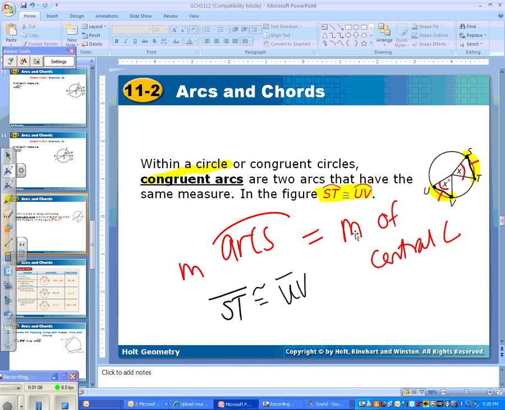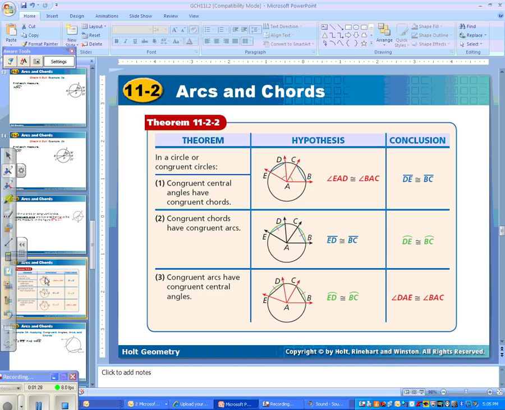So there's three things that are going to be congruent to each other. The central angles, the arcs, and the chords. So there's three things. If one of these is congruent, then that means that all of these are going to be congruent to each other. And in your book, they give you a picture that looks like this. So in a circle, or if we have congruent circles, then all these three things are going to be the same.